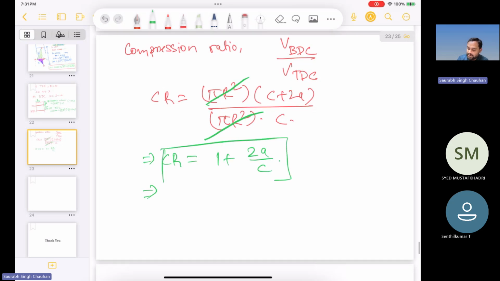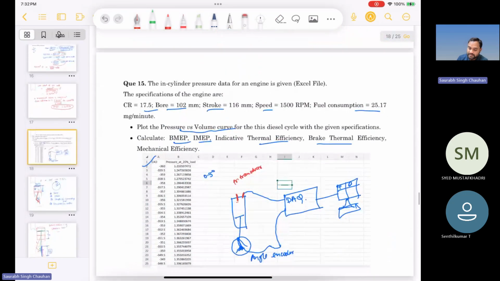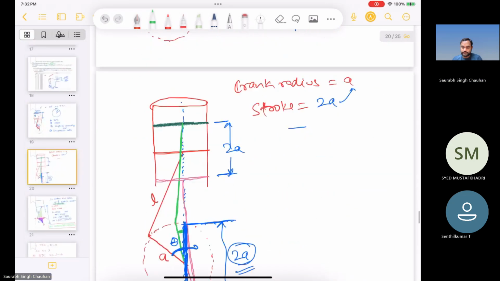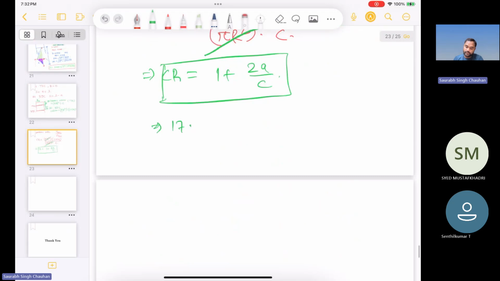So from here, because the compression ratio and stroke are given in the question, you can find the C. What is given in the question? Compression ratio is 17.5. Stroke is 116, so this is actually 2a. So 17.5 is equal to 1 plus 2a, where 2a is 116, divided by C. So C will be equal to 116 divided by 16.5.